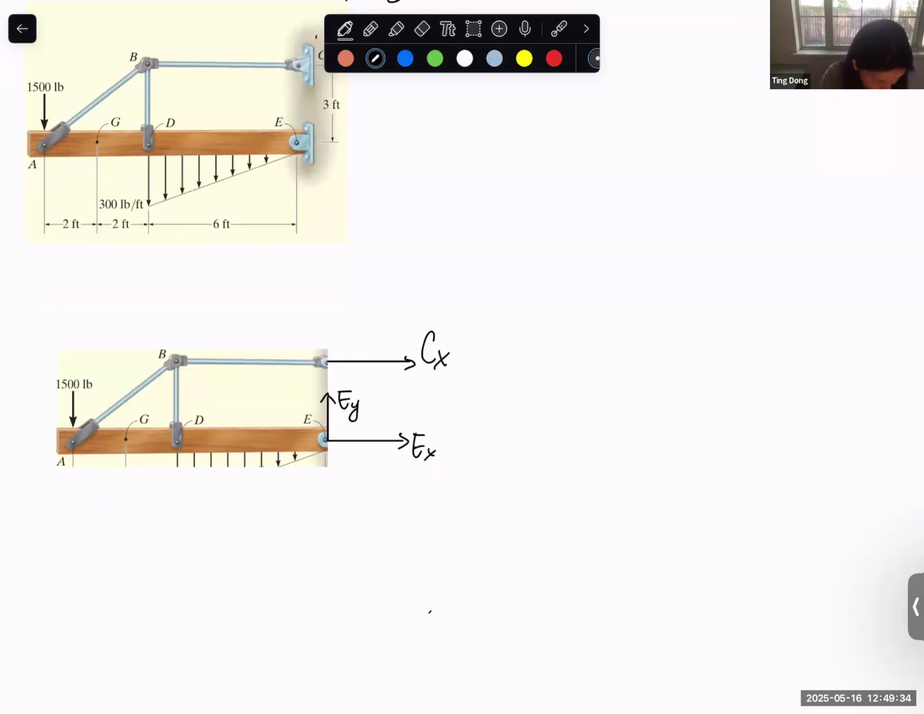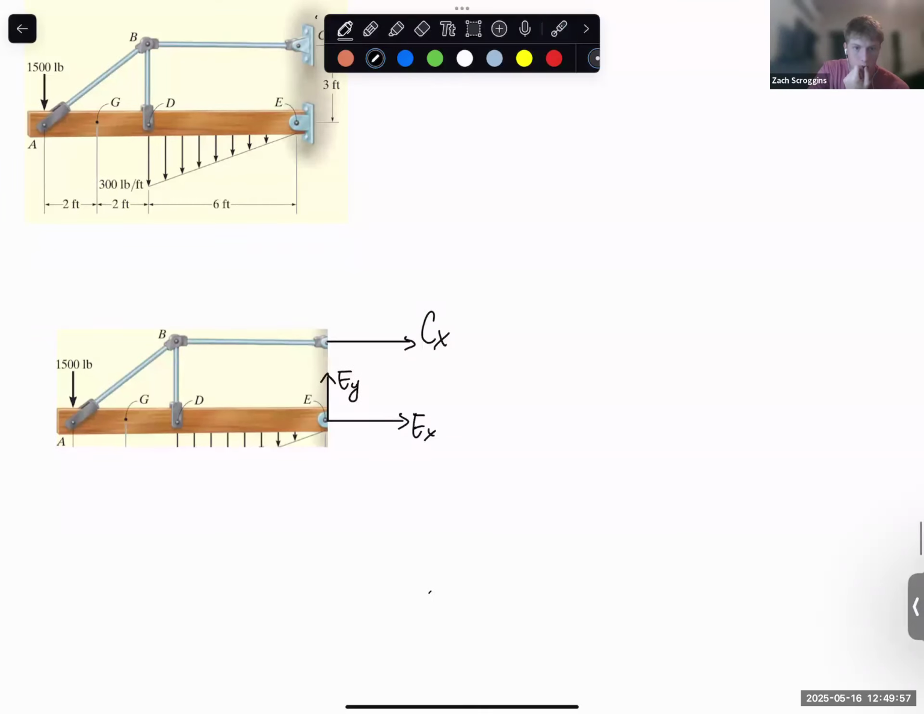And of course, there is a distributed force in this section, and we can put an equivalent concentrated force. So what is the equivalent concentrated force? I should put it in the BD section. What is the magnitude? Where's the location? 1,800, 2 feet from D. Then is it 900? Yeah, 900.